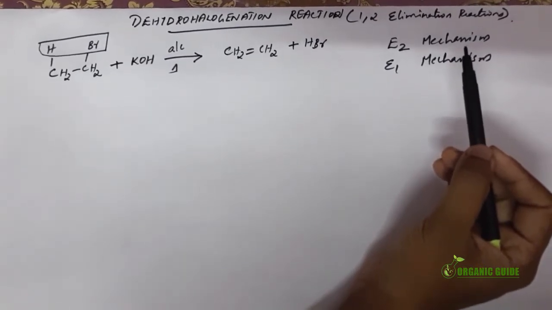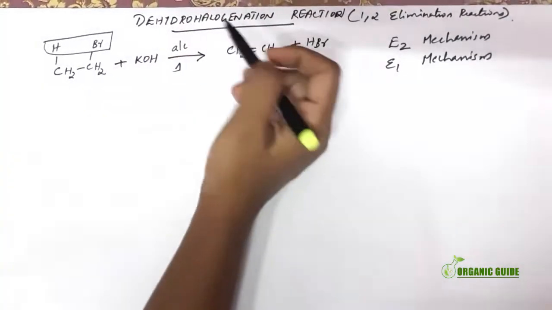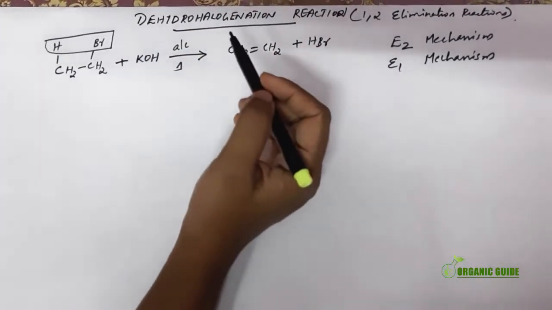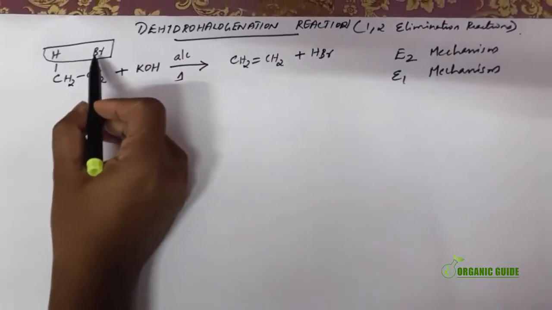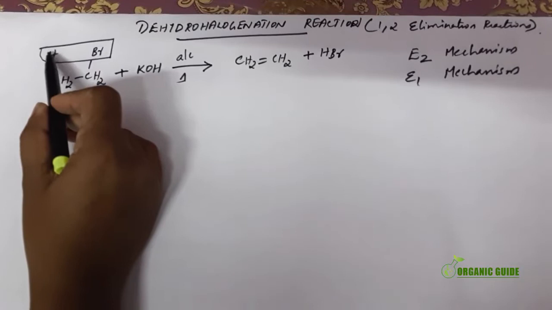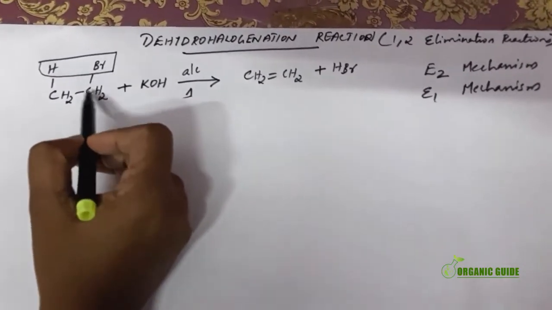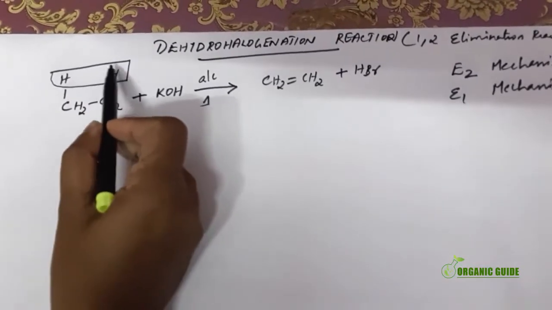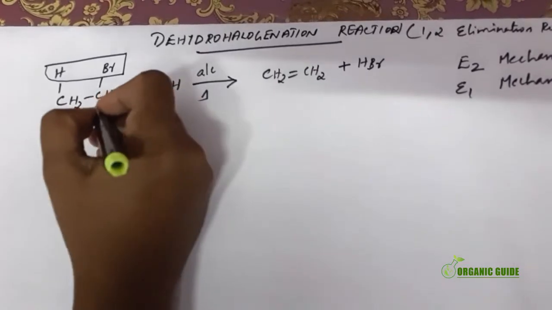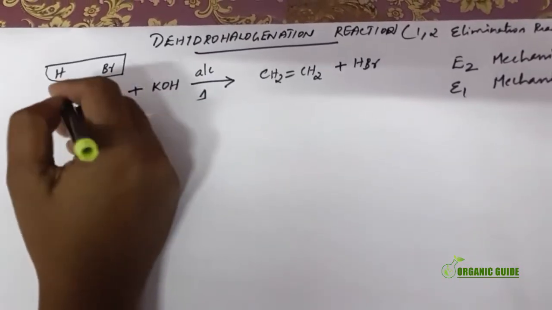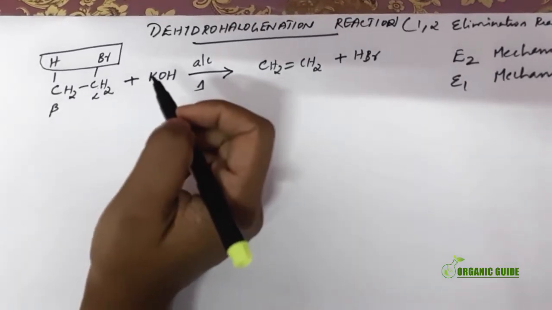Before that, we will discuss a few characteristic features of dehydrohalogenation reactions. In dehydrohalogenation reactions, the halogen atom and the hydrogen atom will always be eliminated from adjacent carbons. This is the alpha carbon and this is the beta carbon. The halogen atom will always be eliminated from the alpha carbon and the hydrogen atom will always be eliminated from the beta carbon.